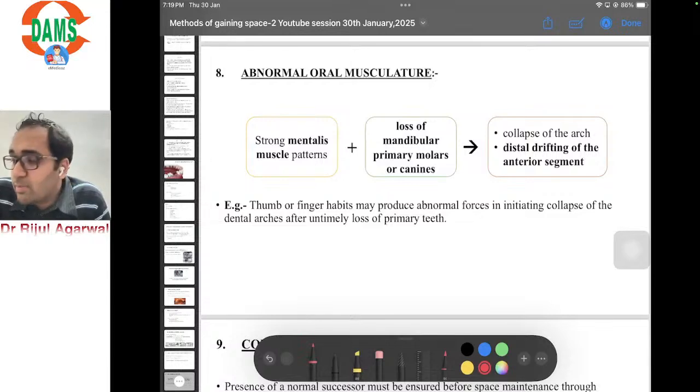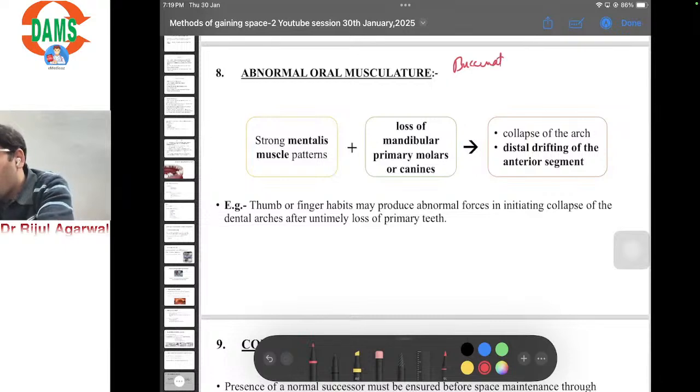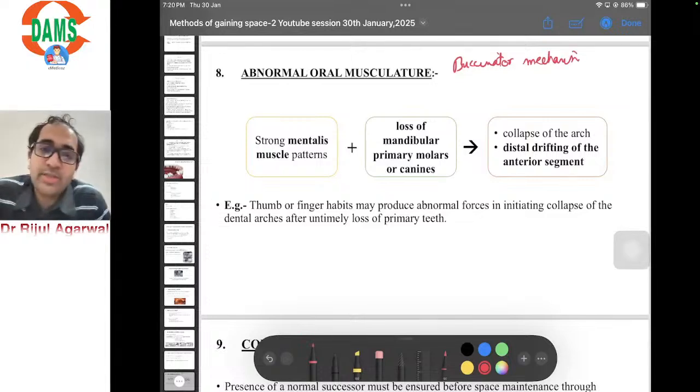So what is an example of such habits? Thumb or finger sucking. What will happen? The tongue musculature won't act, as we know from the buccinator mechanism. So in thumb sucking, the tongue will get depressed, and there will be abnormal cheek muscle activity leading to the collapse of arches. It will not only lead to the development of malocclusion and crowding, but it will lead to loss of space as well.